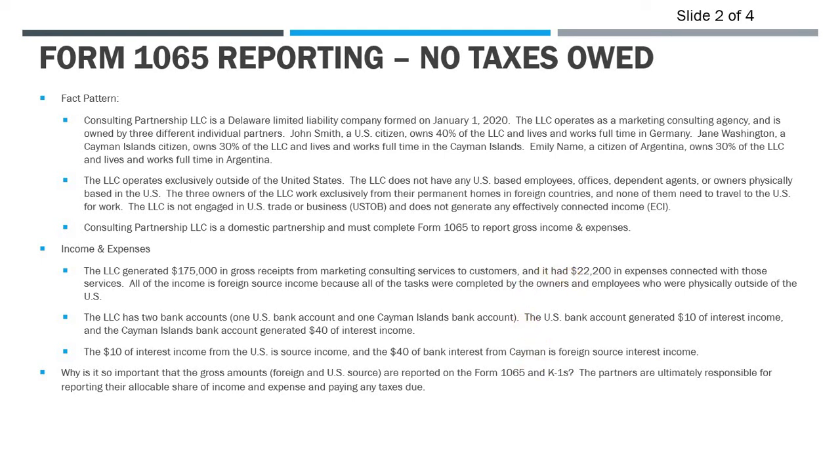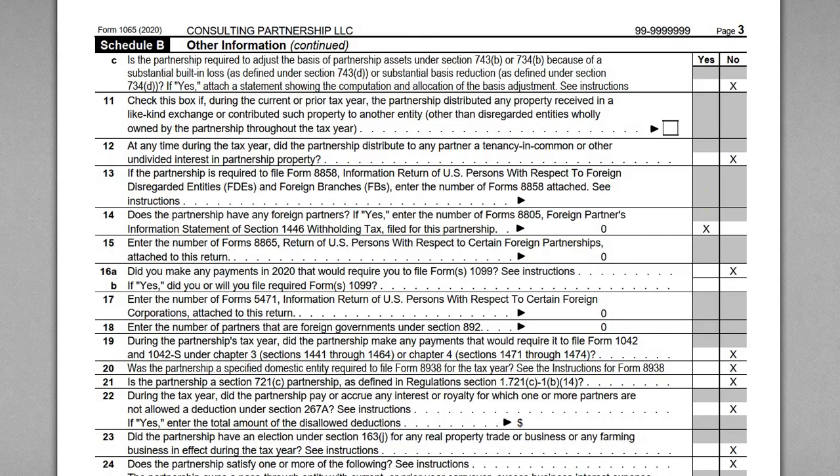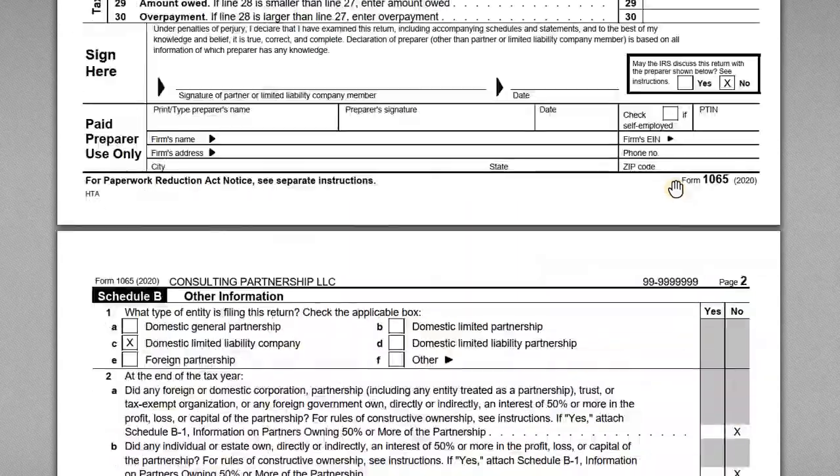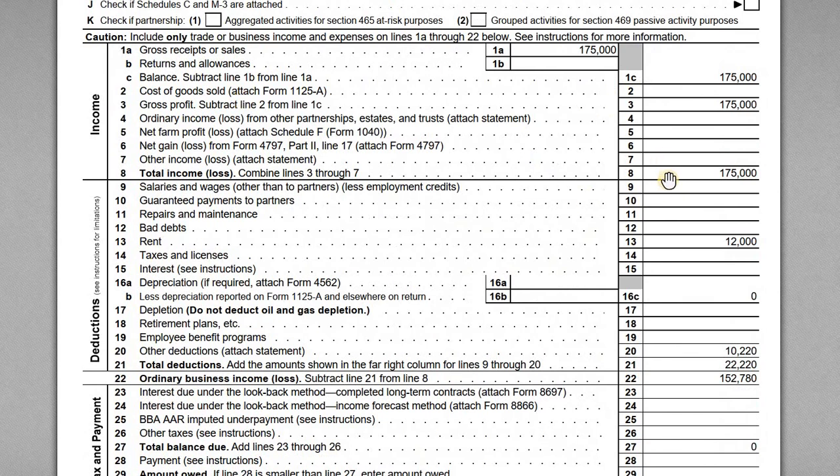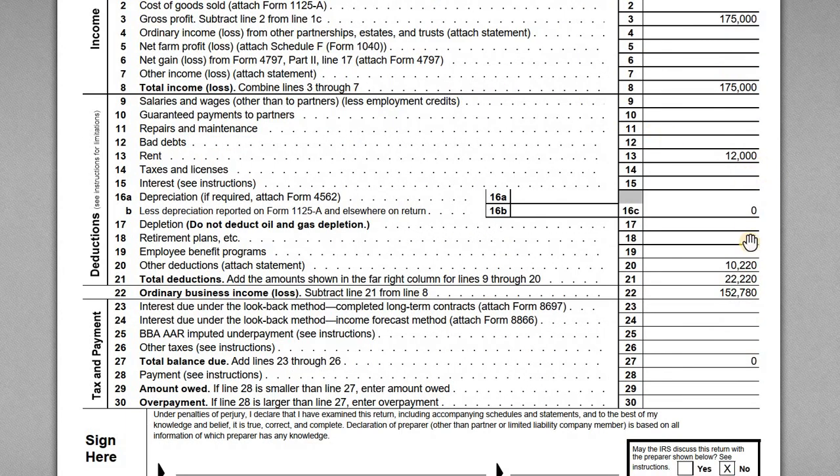So, okay, let's look at the first paragraph there and how that's reported. If we go to page 1, again, reporting gross amounts here. So it's all foreign source, it still gets reported here. So we have our gross receipts of $175,000, and then we have the expenses reported down here, rent, other deductions totaling $22,220. And so our net ordinary business income or loss is going to be $152,780.